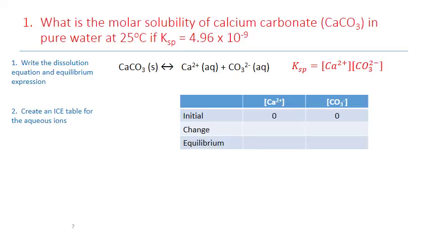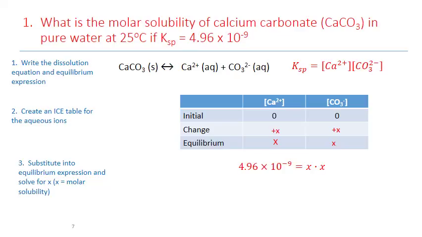We create an ICE table. Since we're dealing with pure water, our initial values for each ion are 0. It's 1 and 1 for the coefficients on our ions, so it's simply plus X and plus X for our change row. And our equilibrium X values are simply X and X. We substitute these into our equilibrium expression. It gives us X times X equals our KSP value, which is 4.96 times 10 to the negative 9. So we can isolate X, a single X by itself, by taking the square root of both sides. And we get a molar solubility value of 7.04 times 10 to the negative 5 moles per liter.